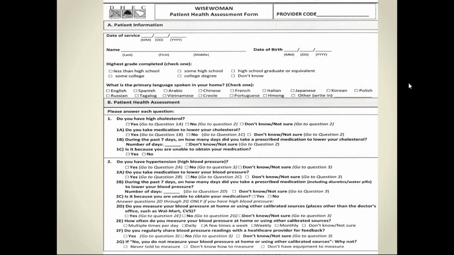Section up there for the provider code. We would like for you to enter that code at the top of that form. As we go down, we see we have patient information.